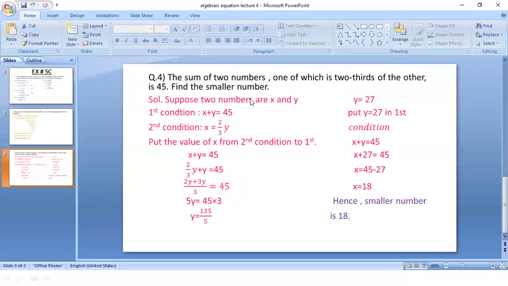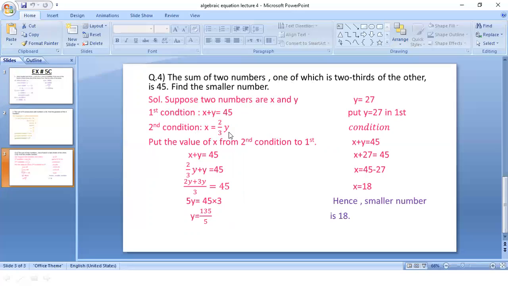Now the question number 4. The sum of two numbers, comma, one of which is 2/3 of the other, is 45. Find the smaller number. So there are two statements. First is the sum of two numbers is 45 because here it is comma. So I have written here x plus y is equals to 45, and x and y are two numbers which we have supposed, and one of which is 2/3 of the other. And the second condition is x is 2/3 of the y, one of which is 2/3 of the other, and one is x and second one is y.